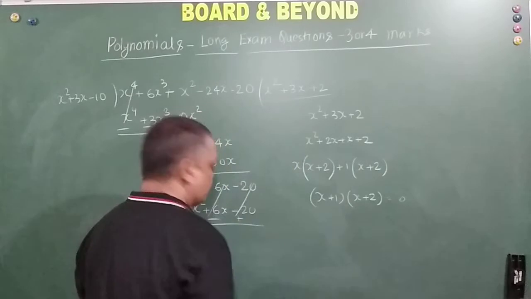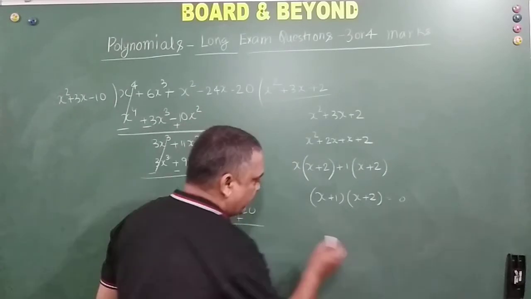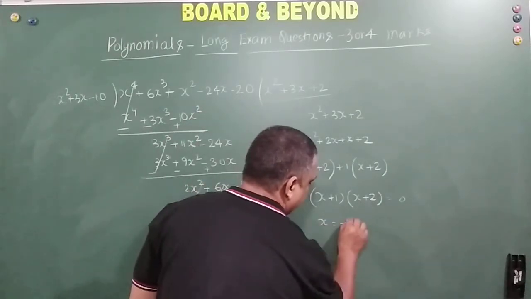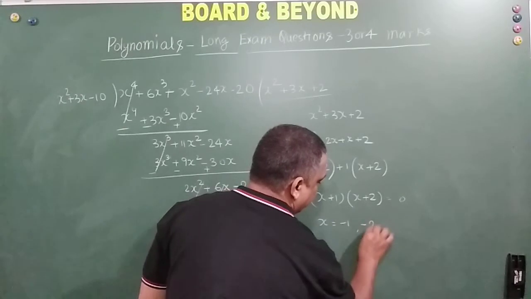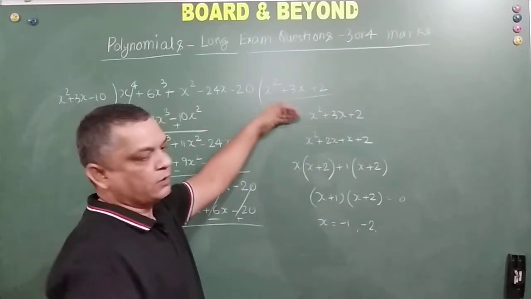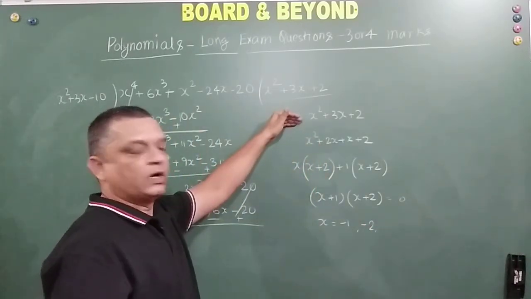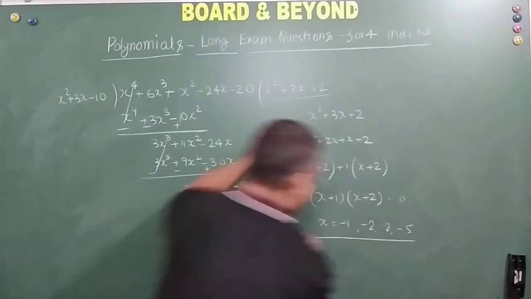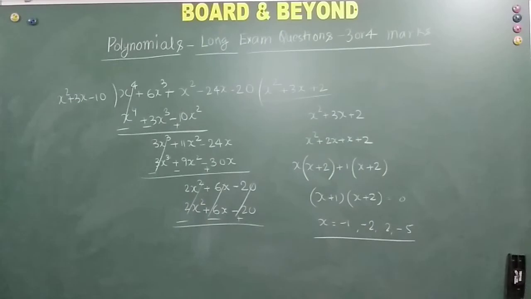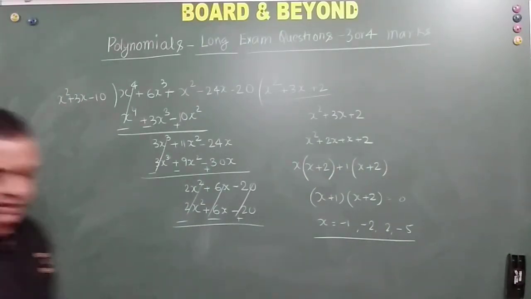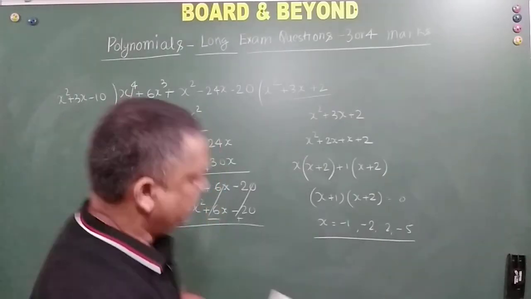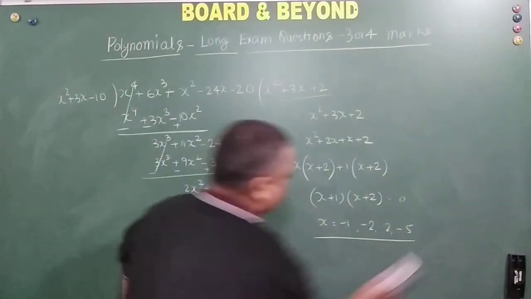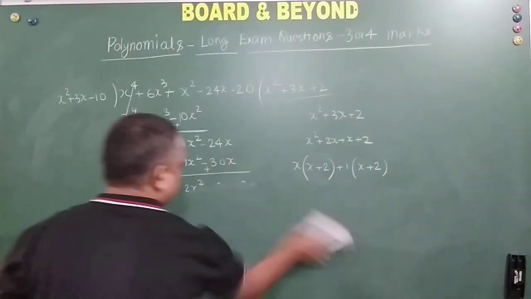So equating this to 0, what do we get? X is equal to minus 1, minus 2, and two factors were already given to you. That was 2 and minus 5. So these are the four factors of this biquadratic polynomial, right? You are getting it? Okay. So let's move on to the next problem.